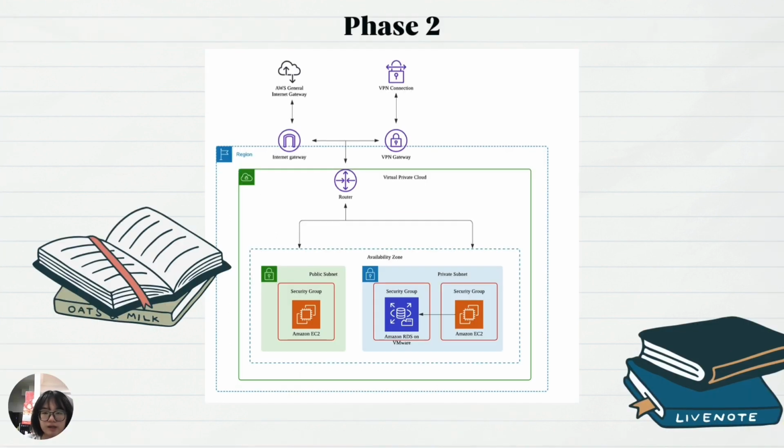And after that, this is the design for our phase two. So in phase two, we will have the VPN connections and the internet gateway, VPN gateway, and our router. So in the virtual private cloud, the VPC, we will have four subnets: two public subnets and two private subnets. For the private subnets, we'll connect the security group to the Amazon RDS database inside.